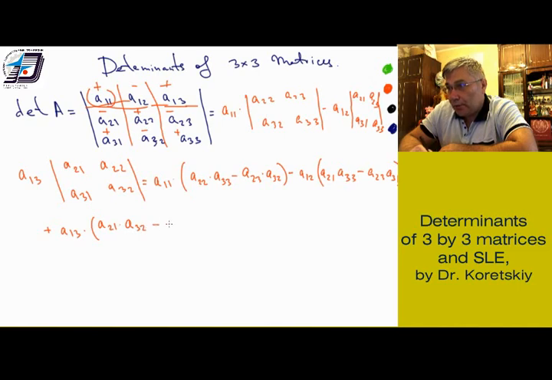Minus A12. Here we use the same rule: A21 times A33 minus A23 times A31. And the last element, plus A13 times A21 times A32 minus A22 times A31.